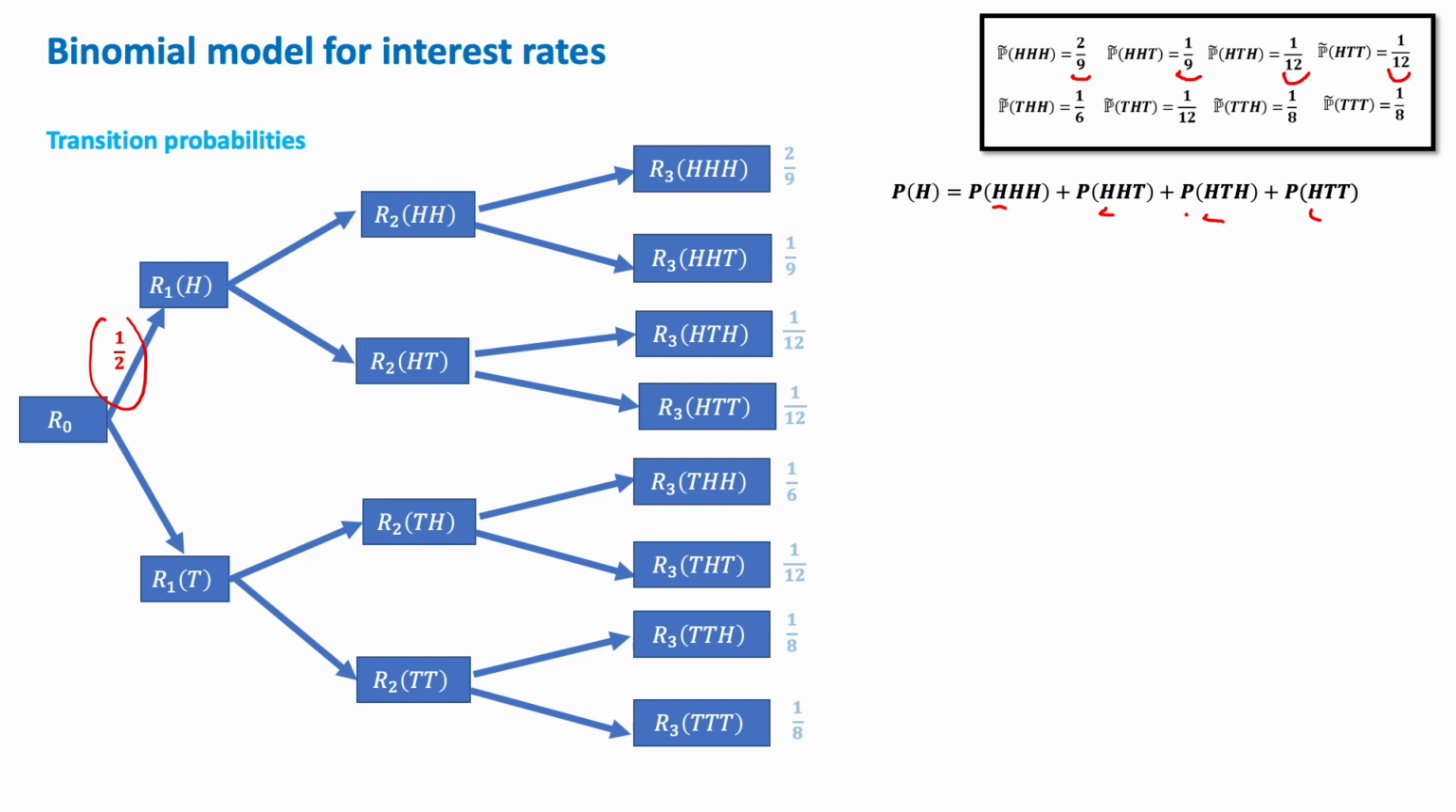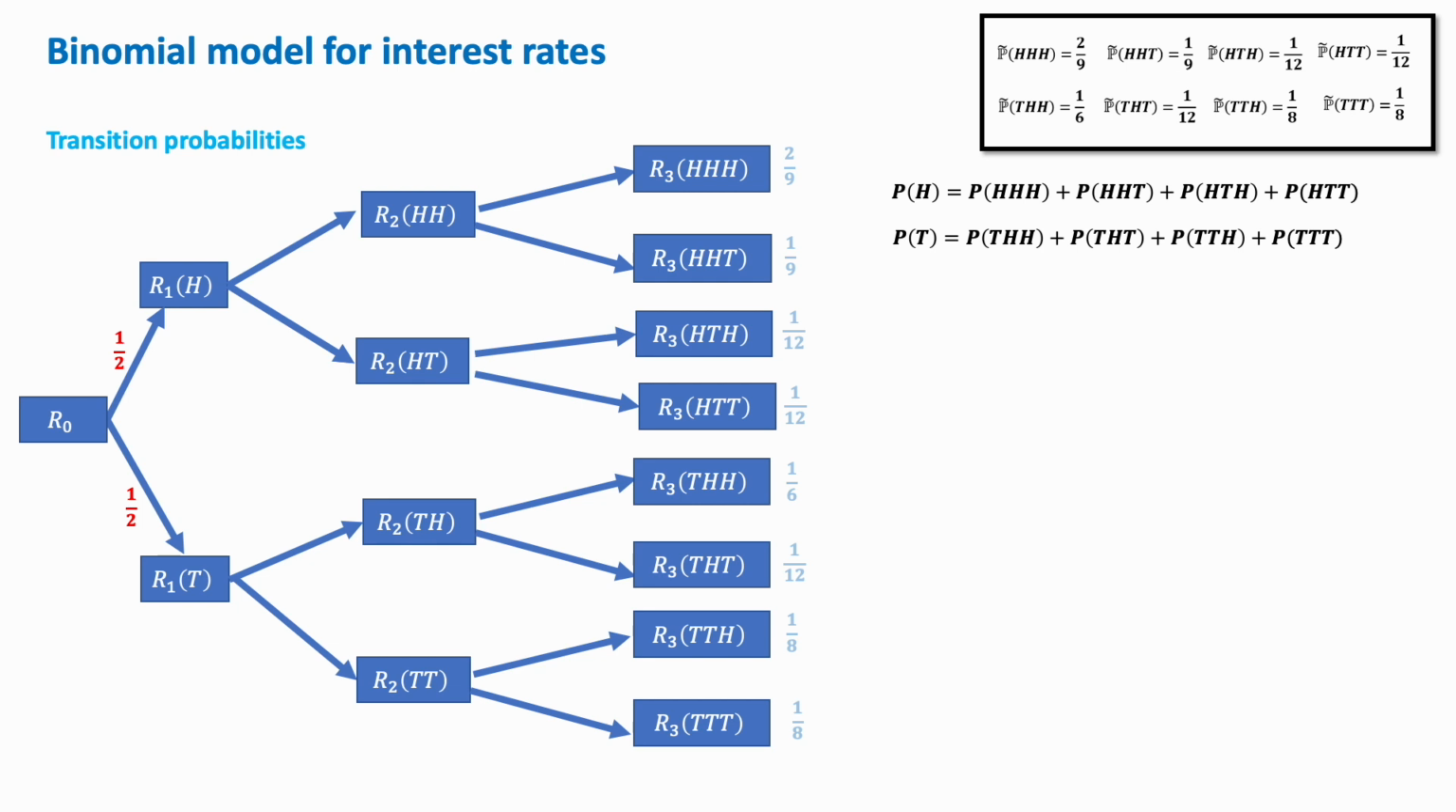And then let's say you want to find the transition probability of going from R0, from this state to this state here. Naturally, it's just the same thing. That's just the probability of getting a tail on the first coin toss. And you can just sum up these probabilities here, and you find that it's also simply 1/2.